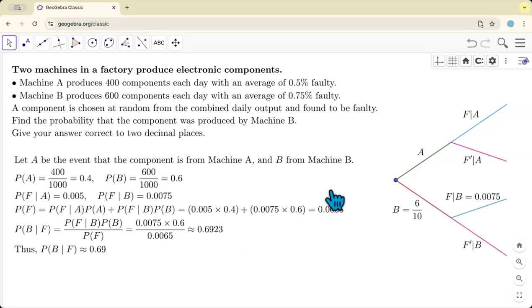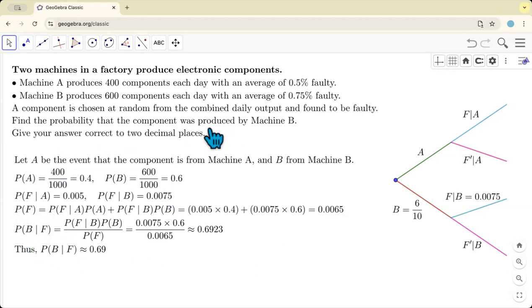Another way you could have calculated this is by doing a weighted average of the faulty components. So you basically work out 0.5% of 400 and 0.75% of 600, work out how many faulty components there are out of 1,000, and then divide that by 1,000 to get it as a percentage. Anyway, you get 0.0065. Okay, then this is what we're interested in.